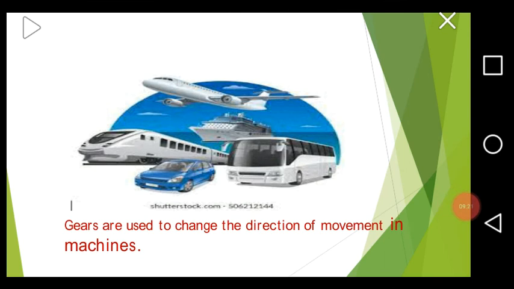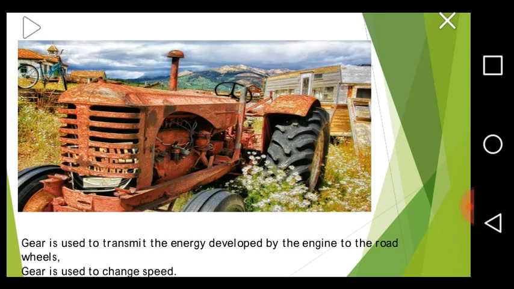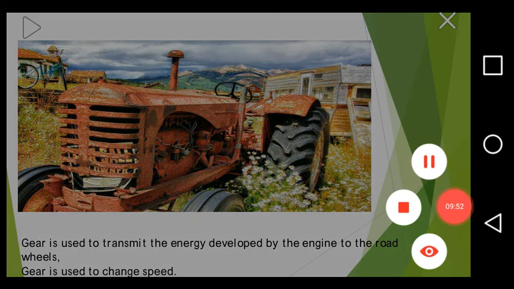So what we're saying in summary in terms of use of gear is that gears are used to transmit the energy developed by engines to road wheels. A gear is also used to change the speed of a machine. Gear is also used to change the direction of movement. It can either be forward or backward in a mechanical device.